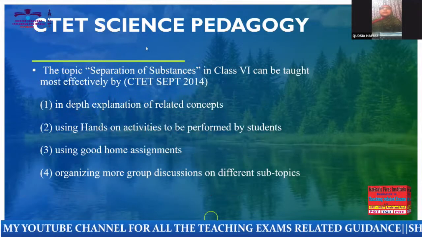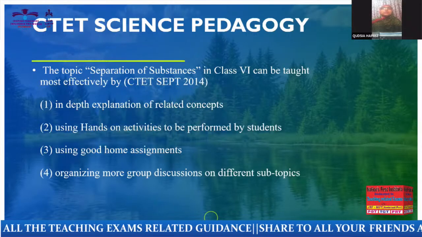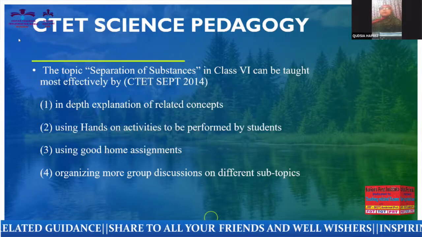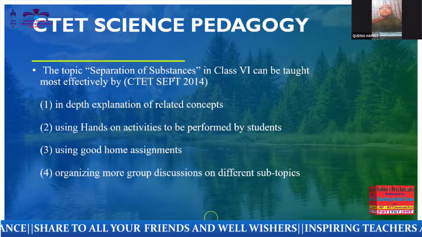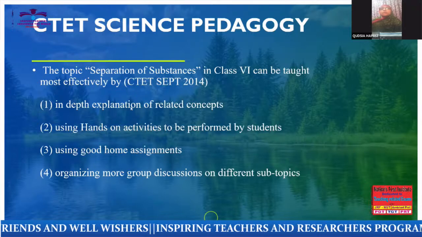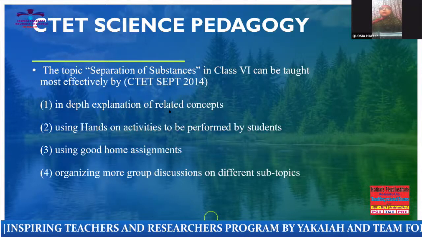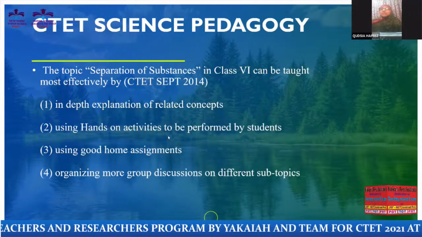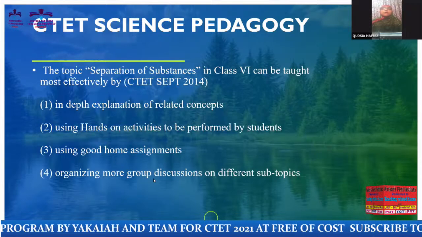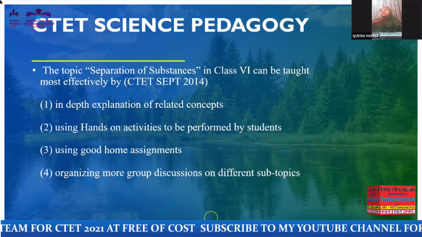Now next we see a question about science pedagogy from the CTET examination in the year 2014, in the month of September. The question asks: the topic separation of substances in class 6 can be taught most effectively by which of the following? The options are: in-depth explanation of related concepts, using hands-on activities to be performed by students, using good home assignments, organizing more group discussions on different subtopics. So among the four options, which is the right answer for this question?